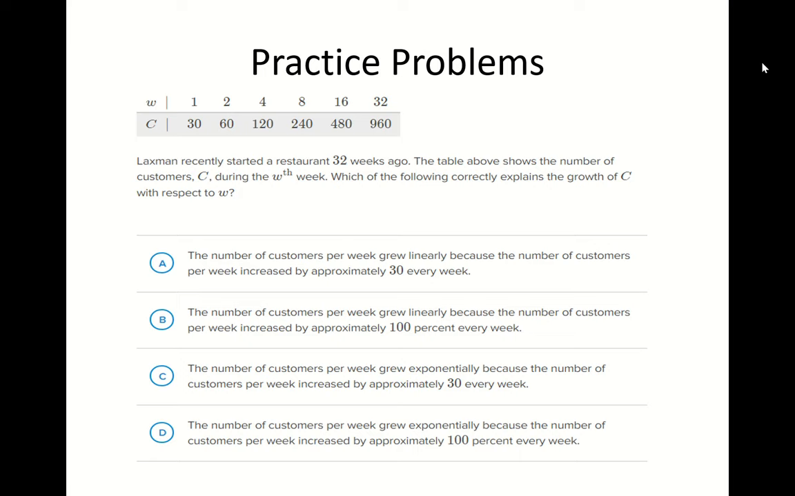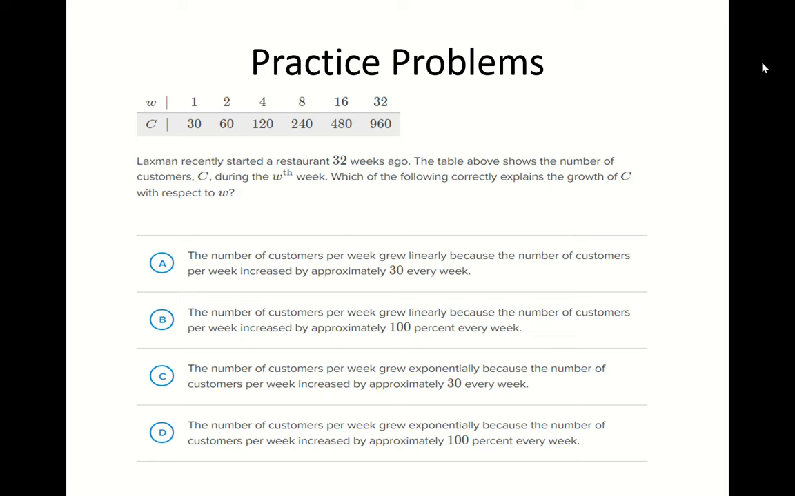And then answer choice B, the number of customers per week grew linearly. Okay, so again, it's saying linear. And then it talks about a rate that's in percent. And anytime you have a rate that's in percent, you're talking about exponential functions. So without even looking at the table, I can eliminate answer choice B. And then answer choice C, the number of customers per week grew exponentially because the number of customers per week increased by approximately 30 every week. So it says it's exponential, but then it gives you a rate that's like a linear rate. That doesn't match up. You can eliminate that.